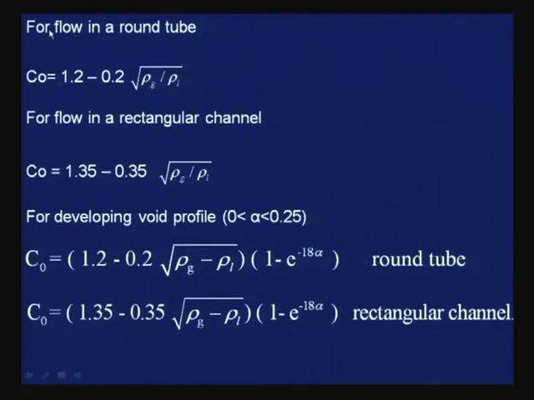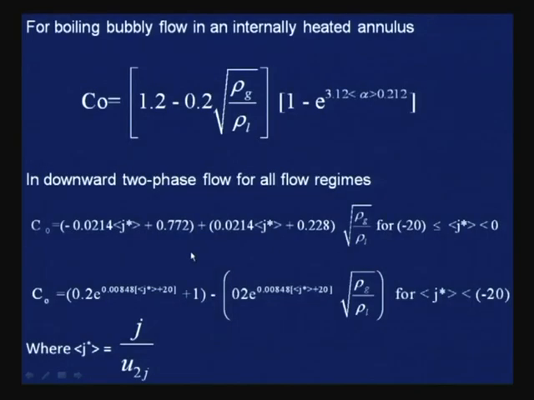For example, for fully developed flow in a round tube, please remember C0 has been expressed as a function of rho g by rho L. Again, for fully developed flow in a rectangular channel, it has been developed in this particular way. When it is not fully developed, the expressions are given here. Accordingly, I have written down a large number of expressions from where your C0 can be obtained under different conditions. But please remember, these were all for more or less parabolic type of voidage profiles, where we assume that the voidage is much higher at the center as compared to the walls.